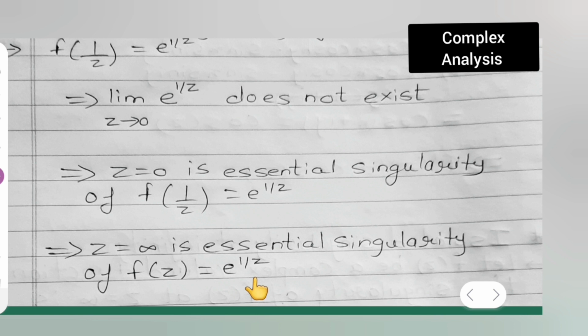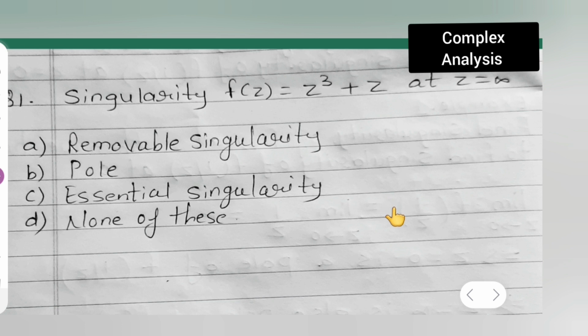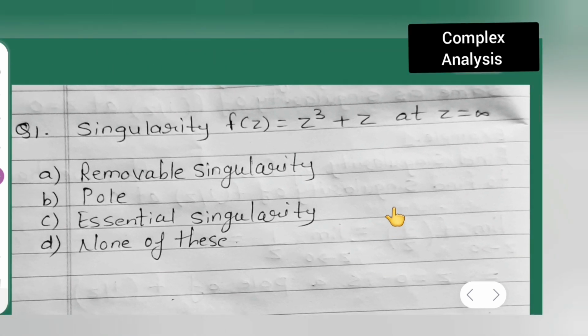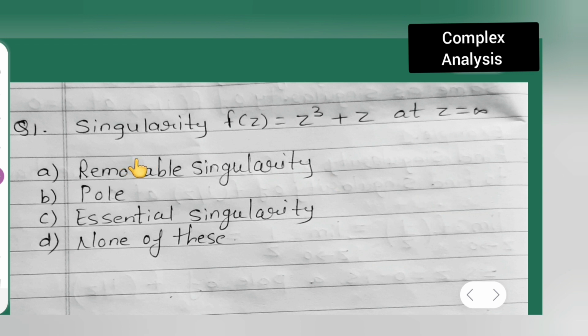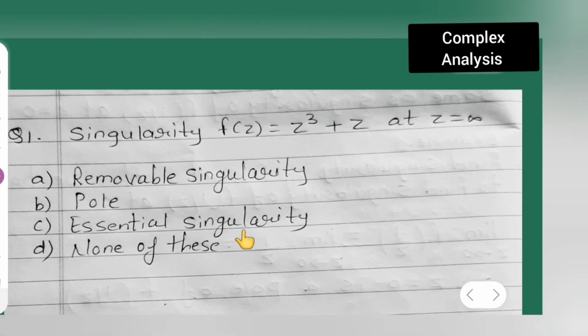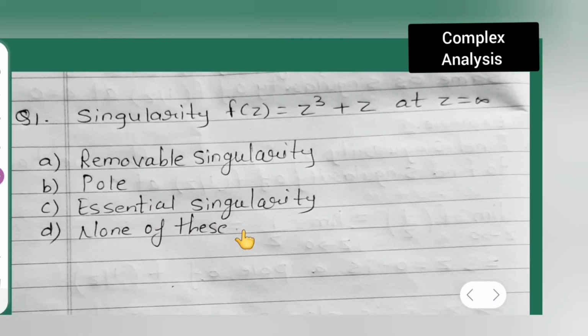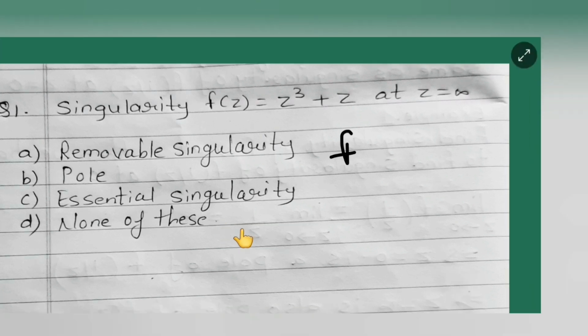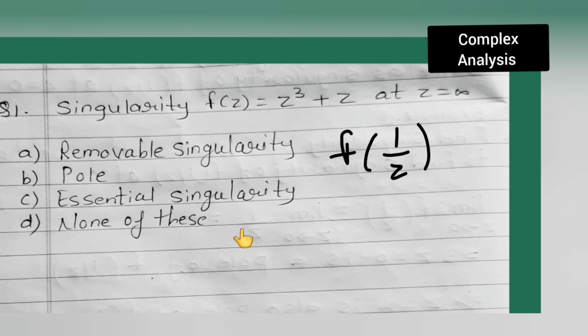Next, let us see. Now here is the question, if they ask you all about the singularity of f of z is equal to z cube plus z at z is equal to infinity. You all have to see whether this is removable singularity, pole, essential singularity, or none of these. Okay, so which option is correct? For that you all need to solve this. Now how are we going to solve this? So f of 1 upon z, in place of what?